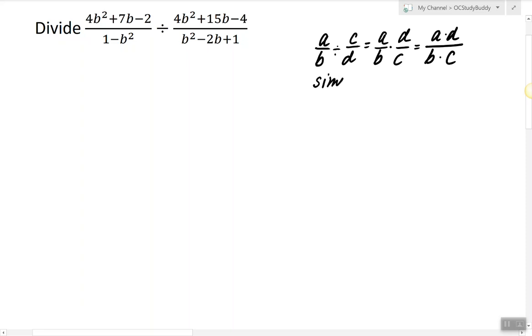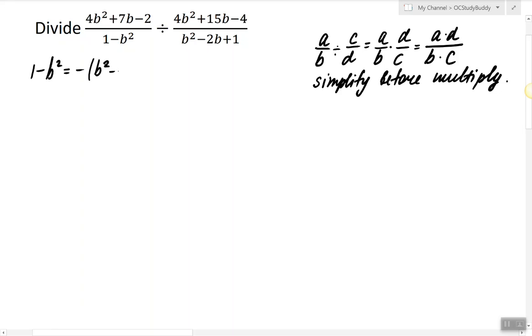However, we have to remember to simplify everything before we multiply. So that is, in order for me to finish this division problem, I have to factor every expression in the numerator and the denominator of the two rational expressions. So let's factor 1 minus b squared. It's going to be negative (b squared minus 1), which is the difference of squares.